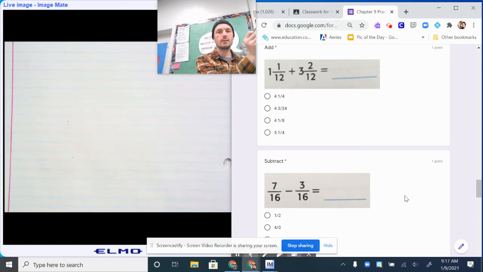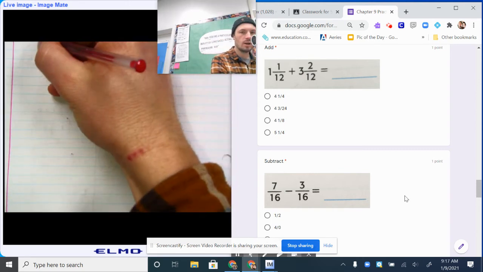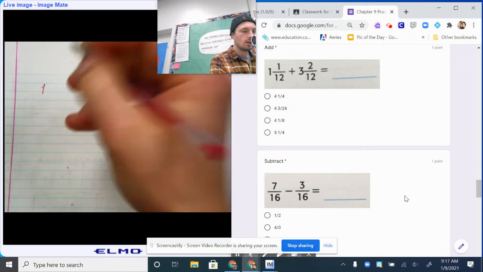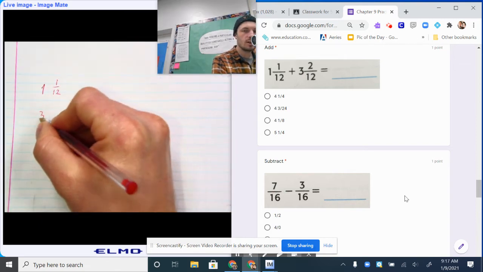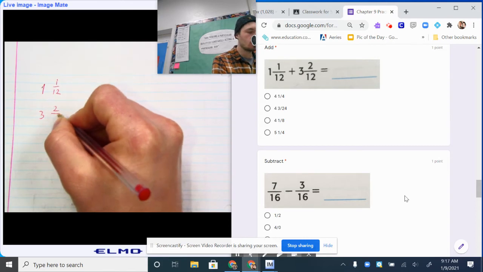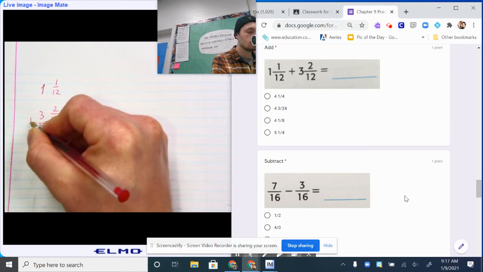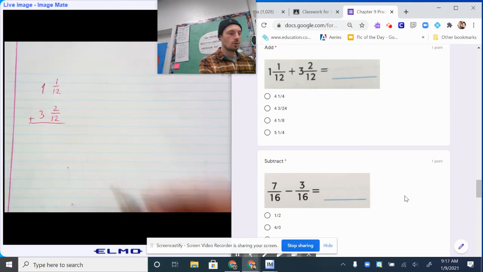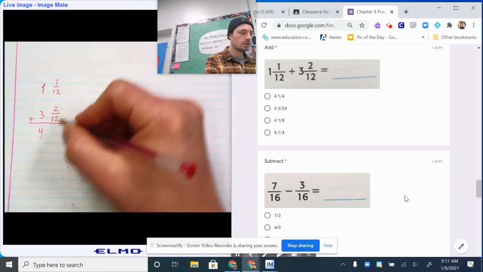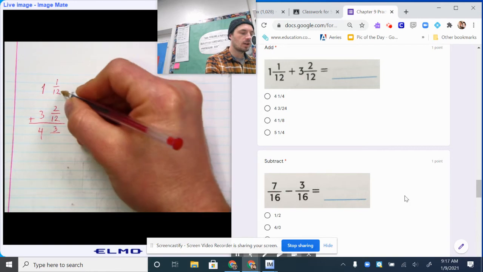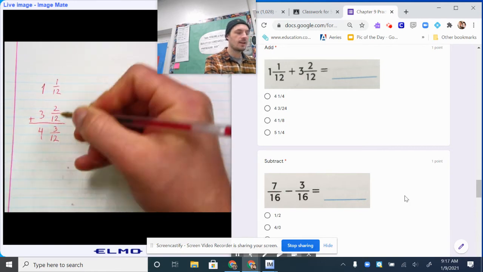And next, I have 1 1/12 plus 3 2/12. 1 plus 3 is 4. 1 plus 2 is 3. My denominator 12 stays the same.